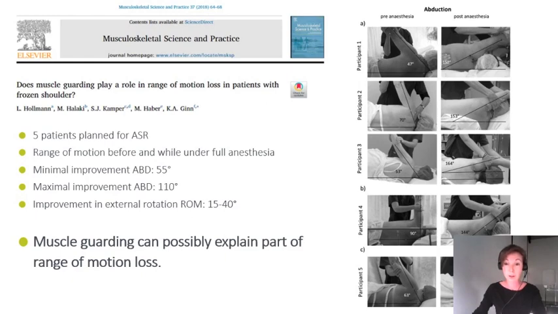They observed a minimal improvement in abduction range of motion of 55 degrees with even maximal improvement of 110 degrees, and also improvements in external rotation range of motion were seen under anesthesia. The result might not be that spectacular in all patients with a frozen shoulder, and the study population is of course very limited, but at least this study is showing that part of range of motion loss could be explained by muscle guarding, and we should be very aware of that.